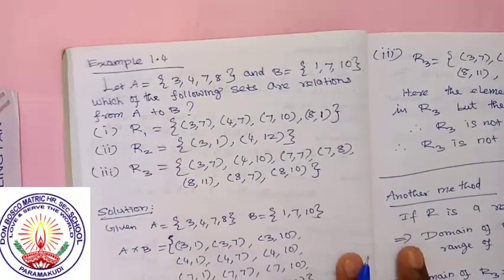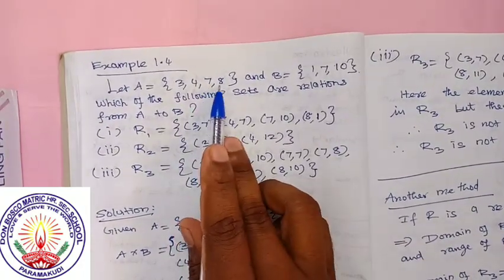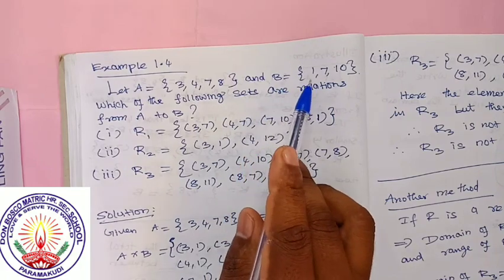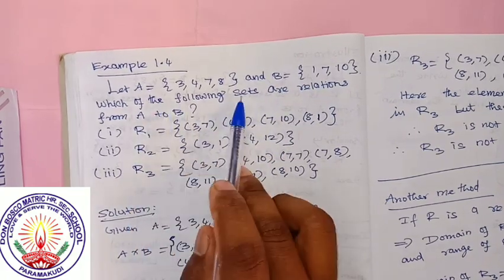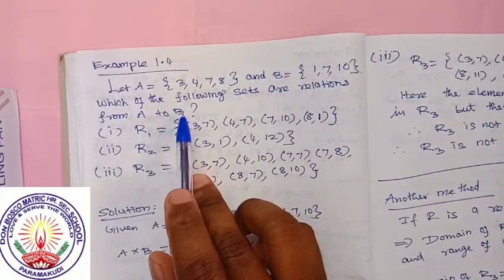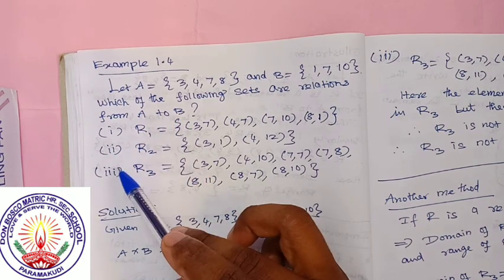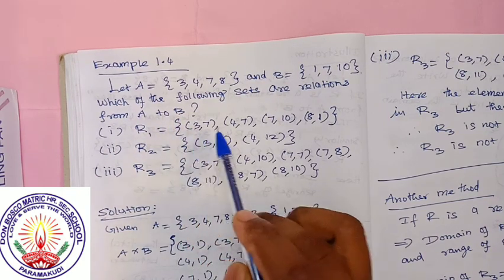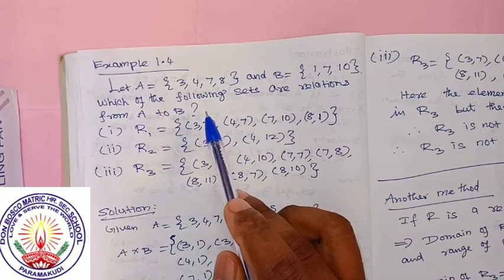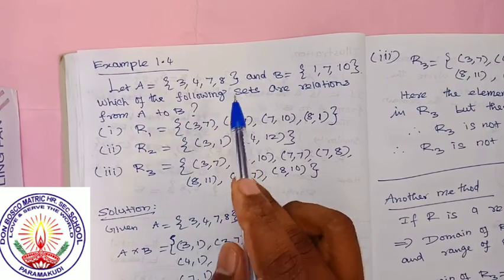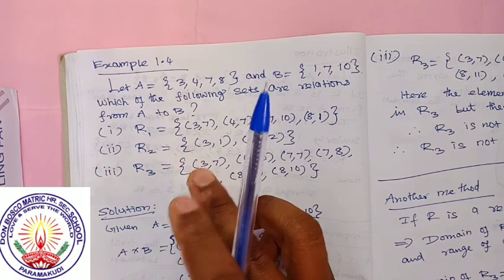Example 1.4. Let capital A = {3, 4, 7, 8} and capital B = {1, 7, 10}. Which of the following sets are relations from A to B? Here we are given 3 subdivisions. We are going to check whether these sets are relations or not. What is the definition of relation? Relation is a subset of the Cartesian product.